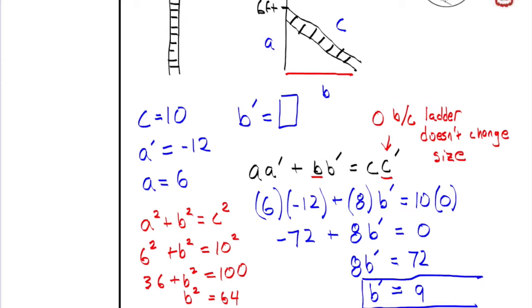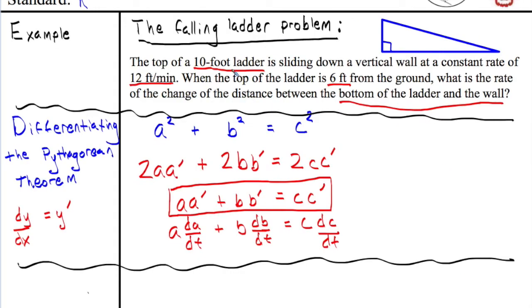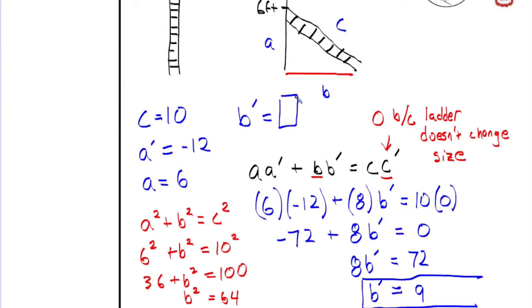We forgot the units, which from the original problem were feet per minute. So is this a distance, an area, a volume? It's just distance. We can make a note on the side. Distance is always just units, nothing squared. Area will always be units squared, and volume will always be units what?